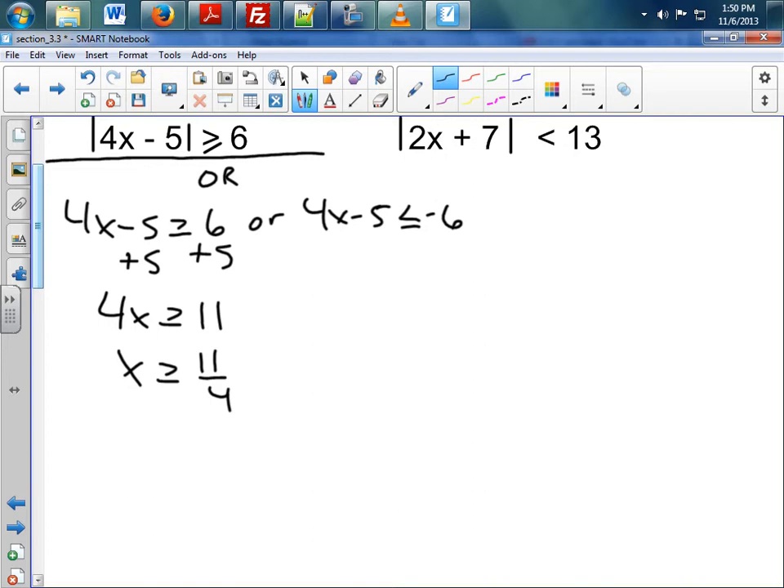Okay? Now I have to do this side. I'm going to add 5. 4x is less than or equal to negative 1. Divide by 4.